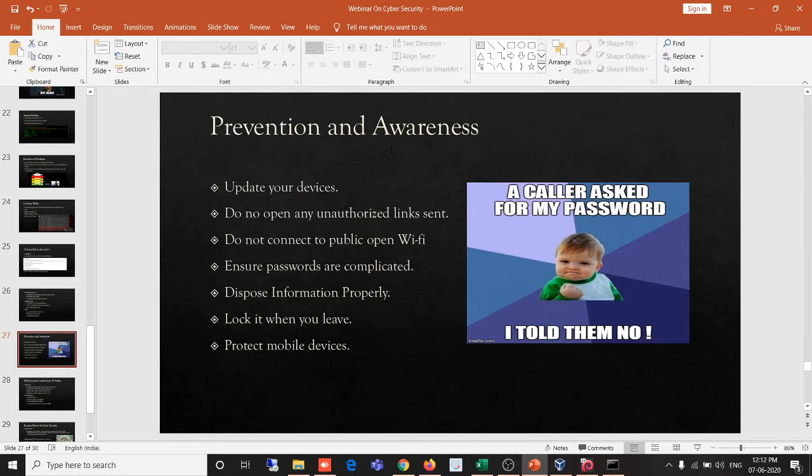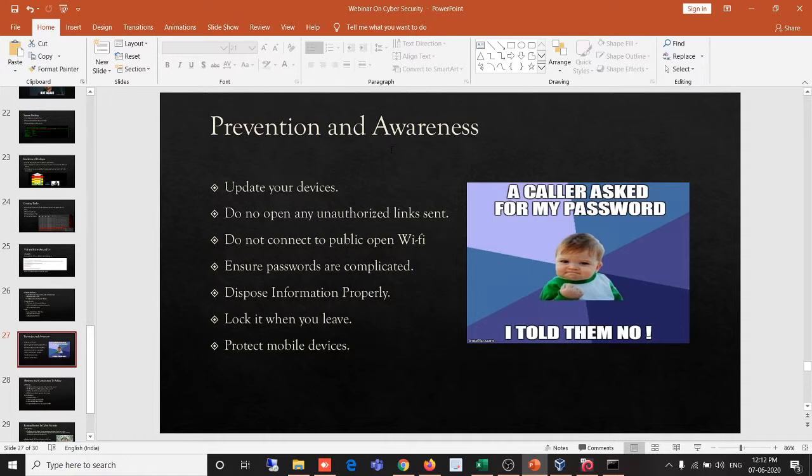So that thing, you're going to get attacked. And ensure passwords are complicated. Do not use passwords like password123 or hello, or those kinds of simple passwords. Dispose of information properly. As I said, writing a password on a piece of paper and throwing it away is not a recommended way. It should be disposed of properly, and lock your computers when you leave.